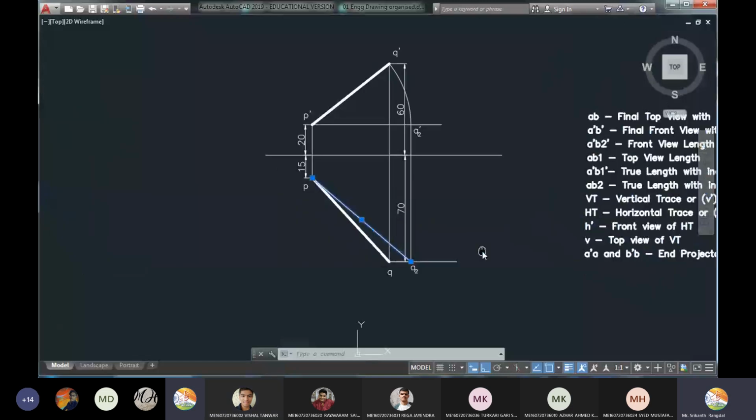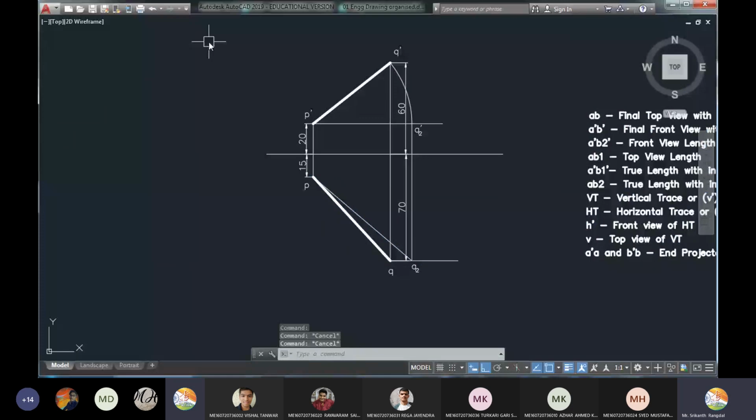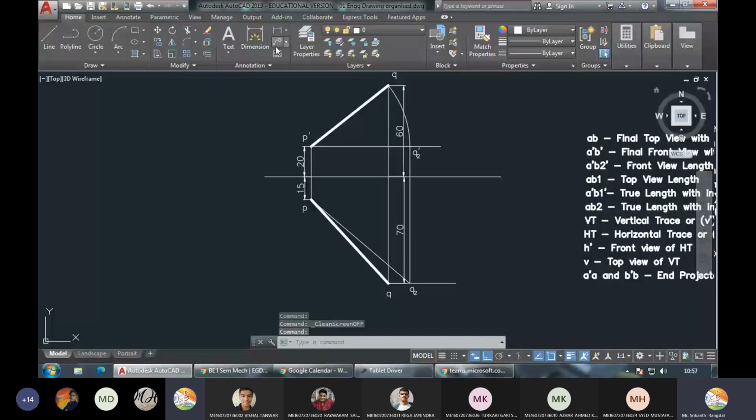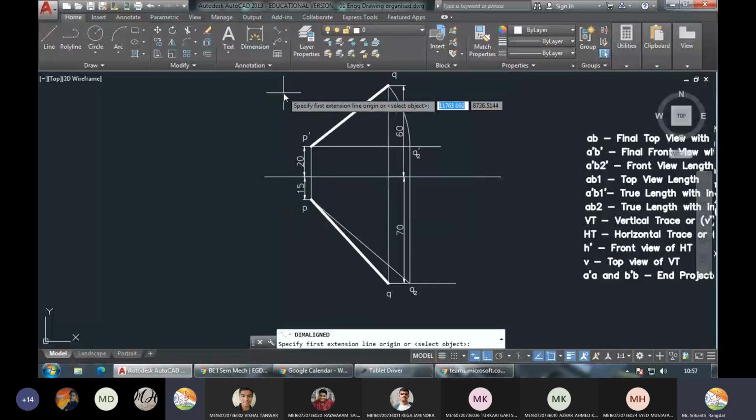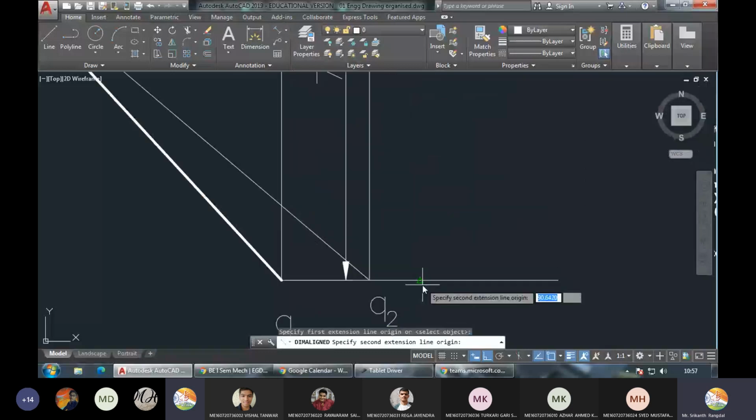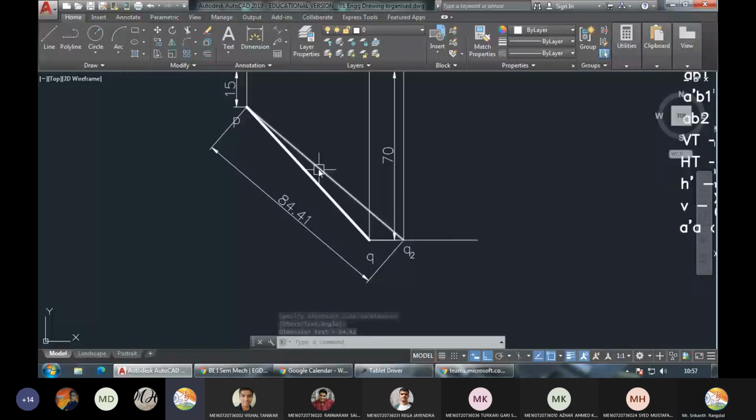Now let us measure the true length. How to measure the true length? I have to go here. Don't take linear dimension. We have to take aligned dimension. Then I have to click on these two endpoints. Okay. So PQ2 is the true length with true inclination.